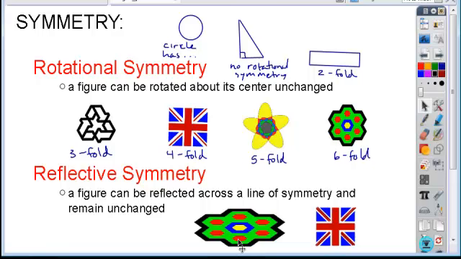Okay? So if you took this rectangle here, we want to see if there are any reflective lines of symmetry on that.